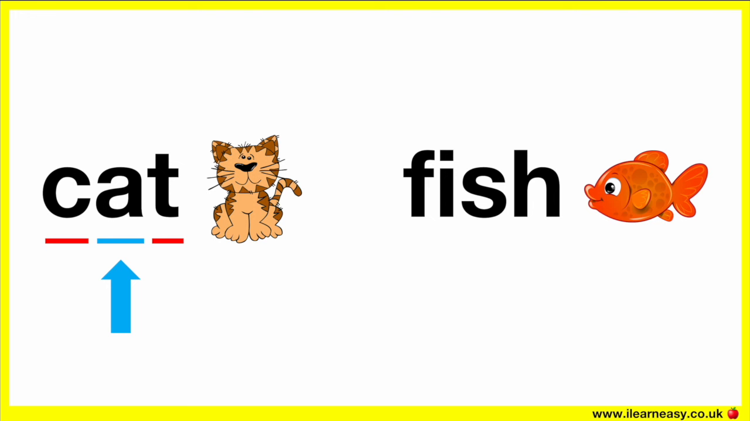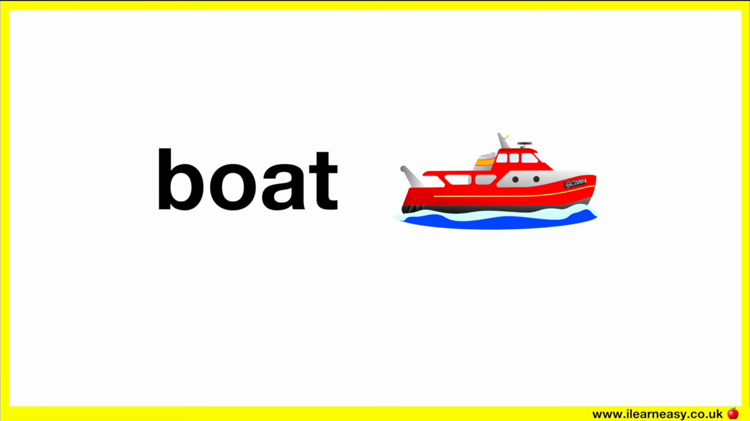Fish. The letter F is a consonant, the letter I is a vowel, the letter S is a consonant, and the letter H is a consonant. There is one vowel in this word, therefore there's one syllable. Fish. Some words can have more than one vowel, but one syllable.